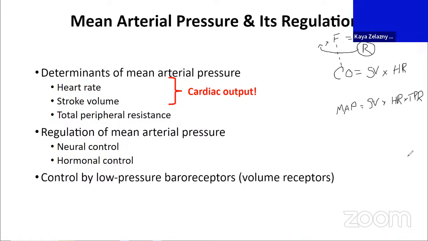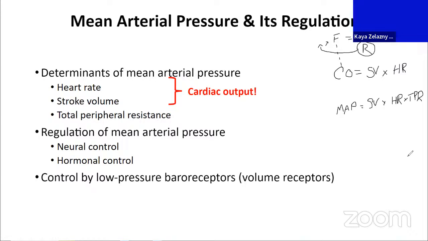Now, we can affect our blood pressure through our nervous system, so we're going to have neural control of our blood pressure, which we can already kind of think about. We talked about the sympathetic nervous system affecting the heart itself. So we saw at the end of AMP1 that the sympathetic nervous system increases heart rate and it increases stroke volume.